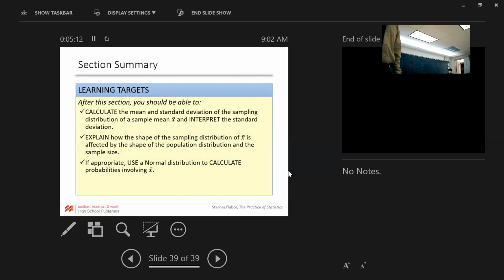So here's what's going on. We talked about in the alpha lesson the center and spread of the sampling distribution of x bar. In the beta lesson, the shape of the sampling distribution. If the population is normal, then the shape of the distribution of x bar will be normal. If the population is skewed and your sample size is at least 30, then the shape of the distribution of x bars will be approximately normal.